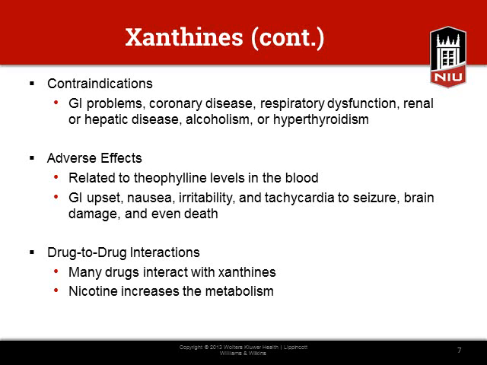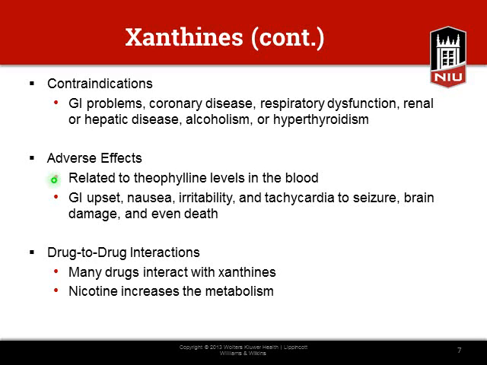So the xanthines, or other books call it the methylxanthine class, are contraindicated in patients who have significant GI problems, coronary artery disease, respiratory dysfunction. Hey, isn't that the reason we're taking it? Also renal or hepatic disease, ETOHers, and hyperthyroidism, simply because they can be made worse by the systemic effects of the medications in this class. The adverse effects are really related to that narrow therapeutic index.